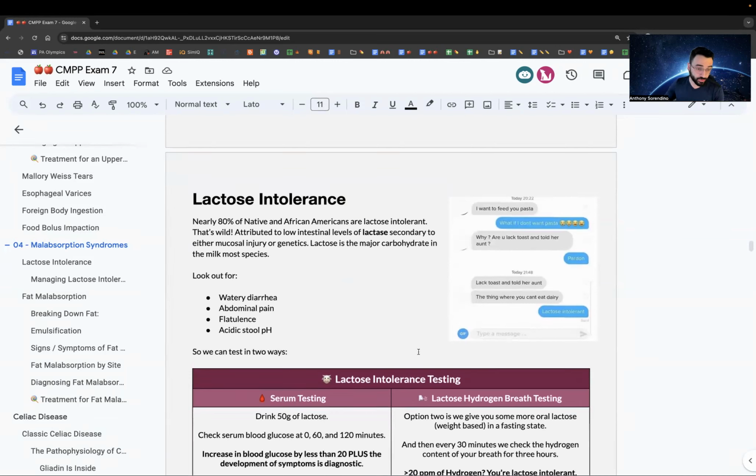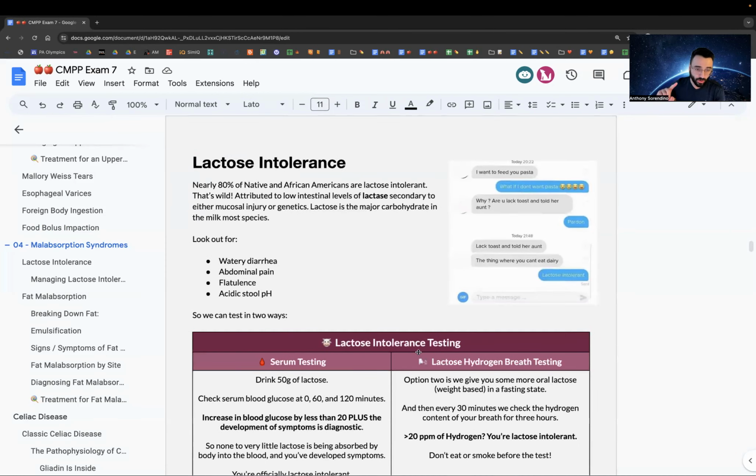So I thought this was crazy. Nearly 80% of Native and African Americans are lactose intolerant. 80%. That's crazy. It's attributed to low intestinal levels of lactase, secondary to either mucosal injury or genetics. All right. What you want to look out for: watery diarrhea, abdominal pain, flatulence, and an acidic stool pH.